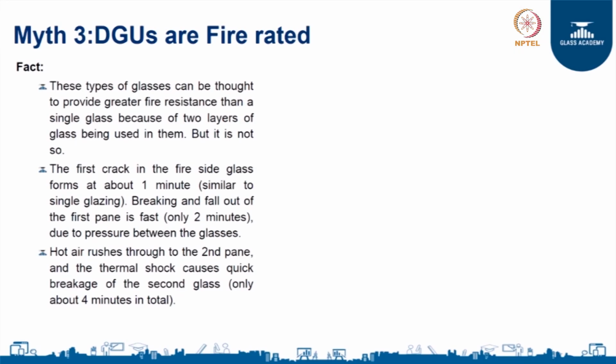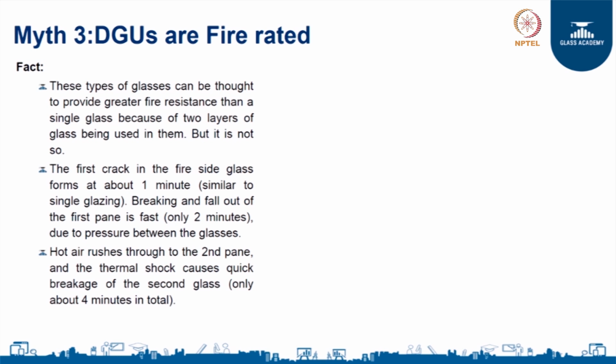The next myth that I am going to be taking you through is a misconception that a double glazed unit can also be used in a fire rated application. The main reason for such a misconception is the fact that a double glazed unit comprises two layers of glass being used.